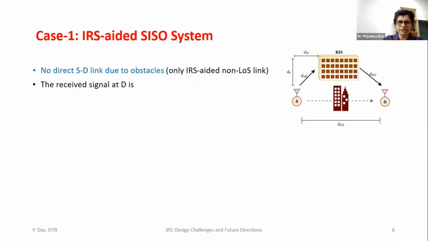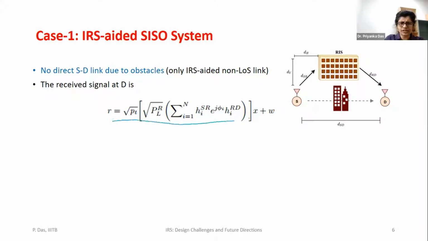Once you have multiple antennas at the S, there will be a different problem. Once you have multiple antennas at the destination, you will have a different problem. So let's start with the SISO system. We have studied that if you do not have a direct source to destination link, then your received signal is this. This expression is quite general, in the sense that if you look carefully, you have a PLR, square root of PLR.